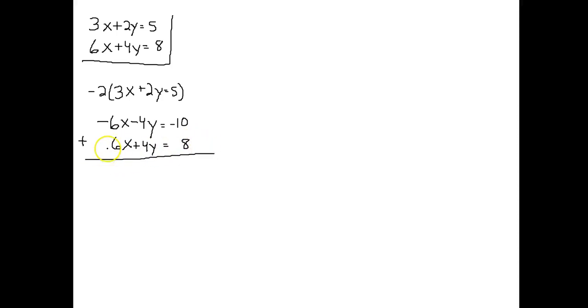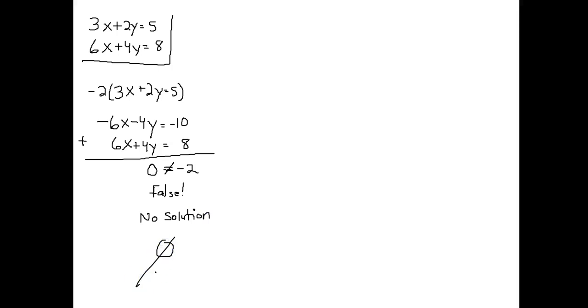Add those together. Well, -6x plus 6x is 0. -4y plus 4y is also 0. -10 plus 8 is -2. Those are not equal to each other. So this is false. This is not true. So there's no solution. This is a situation where if you graph those two lines, they're going to run parallel to each other. They're not going to intersect each other.